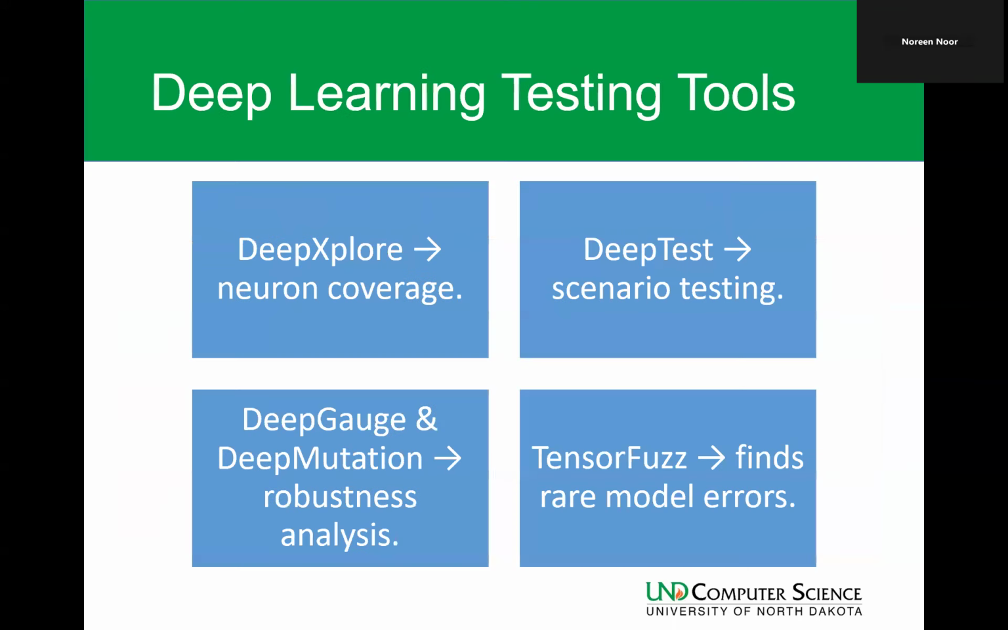Next, we have deep learning testing tools. Here I'm showing the main testing tools used for machine learning models in the previous systems or papers. Deep Explorer focuses on neuron coverage. It basically checks how well the model's internal parts are being tested. Deep Test runs scenario-based simulations like changes in weather and lighting to make sure the model stays reliable in dynamic conditions. And Deep Gauge and Deep Mutation both look at robustness. They test how stable a model remains when small faults or changes occur.